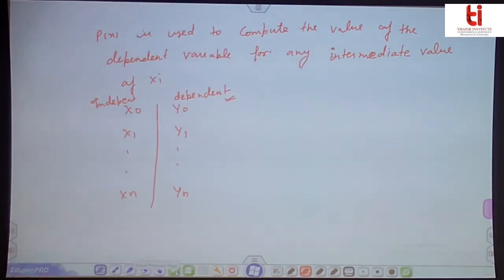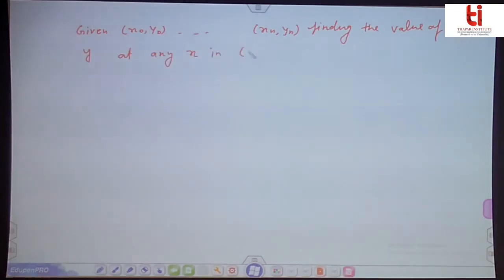Okay, so let's discuss it. Given (x0, y0), ..., (xn, yn), finding the value of y at any x in the interval x0 to xn, I should say open interval, is called interpolation.